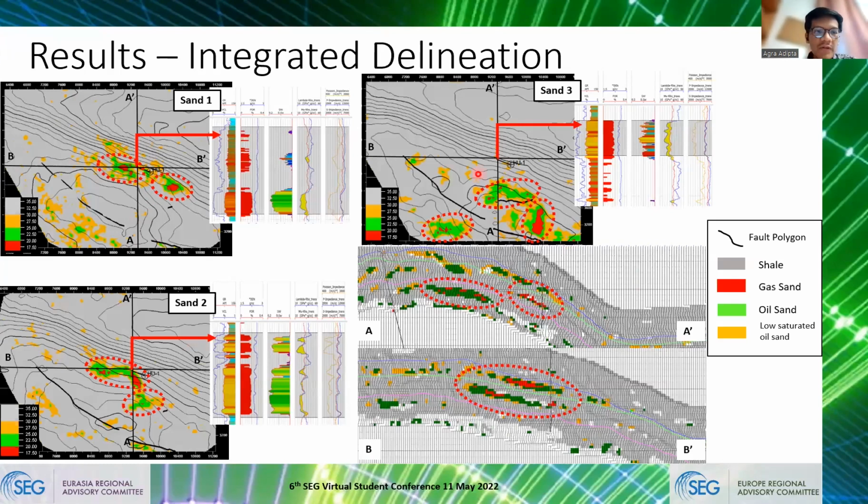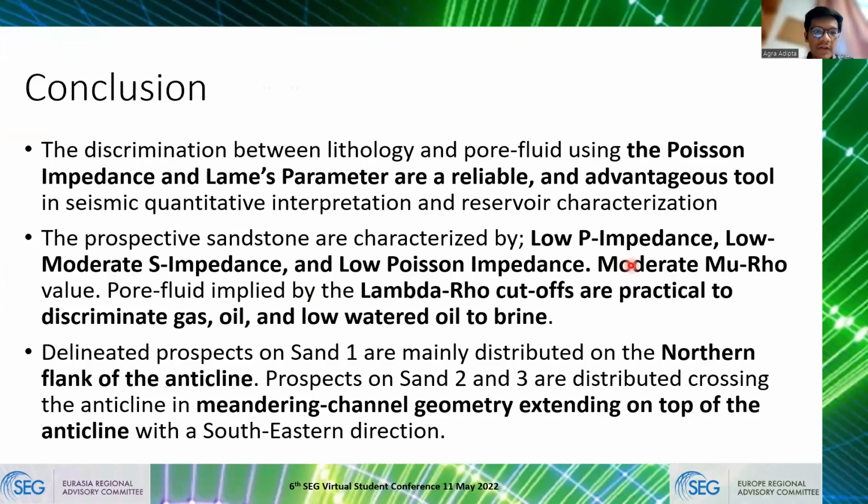Coming into our conclusion, the Poisson ratio, the Poisson impedance, and the lambda mu rho parameters are a reliable and advantageous tool for quantitative seismic interpretation. The prospective sandstone is characterized by low P impedance, low to moderate S impedance, and low Poisson ratio. Mu rho is considerably moderate, and the lambda mu rho cutoff, the common cutoff, is a practical way to discriminate between gas, oil, and low saturated oil to brine.